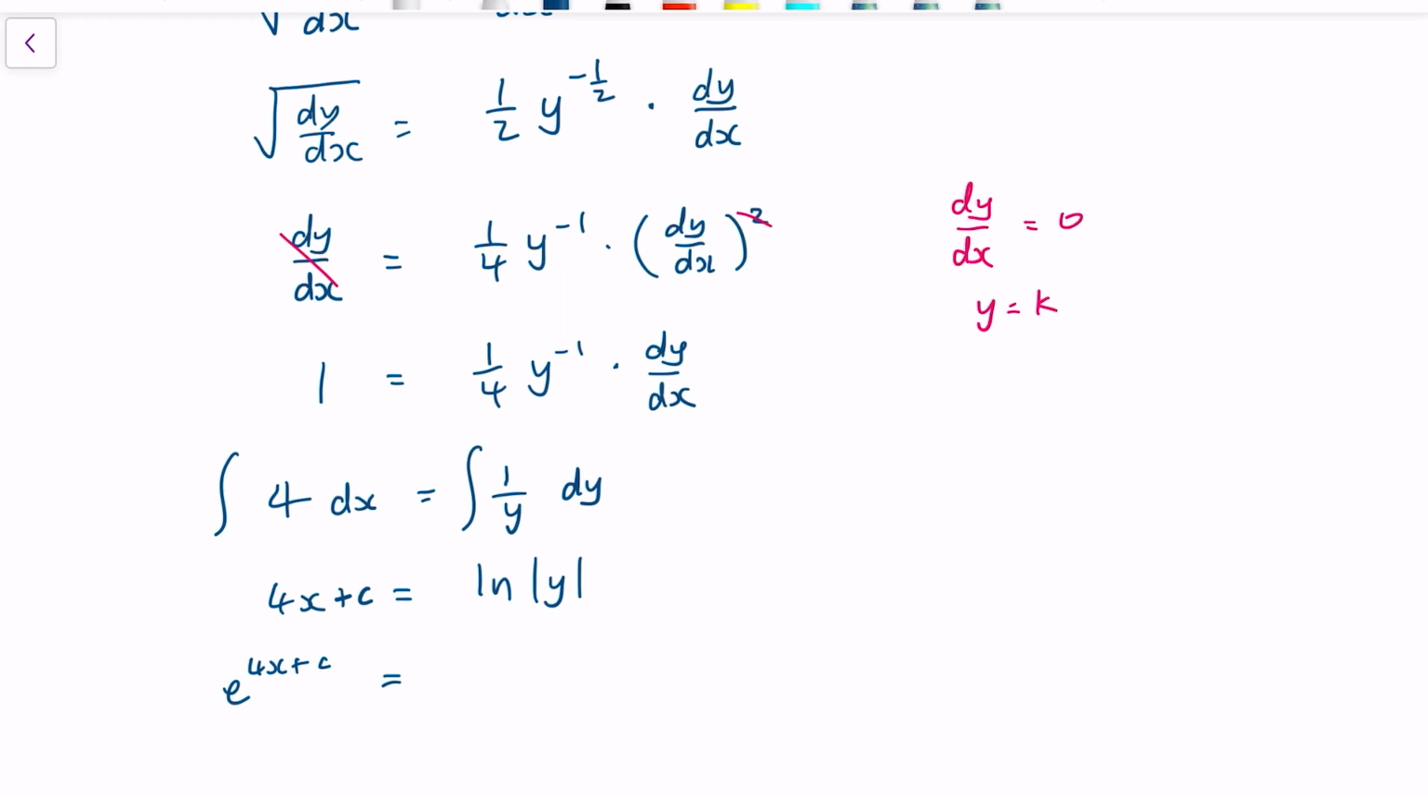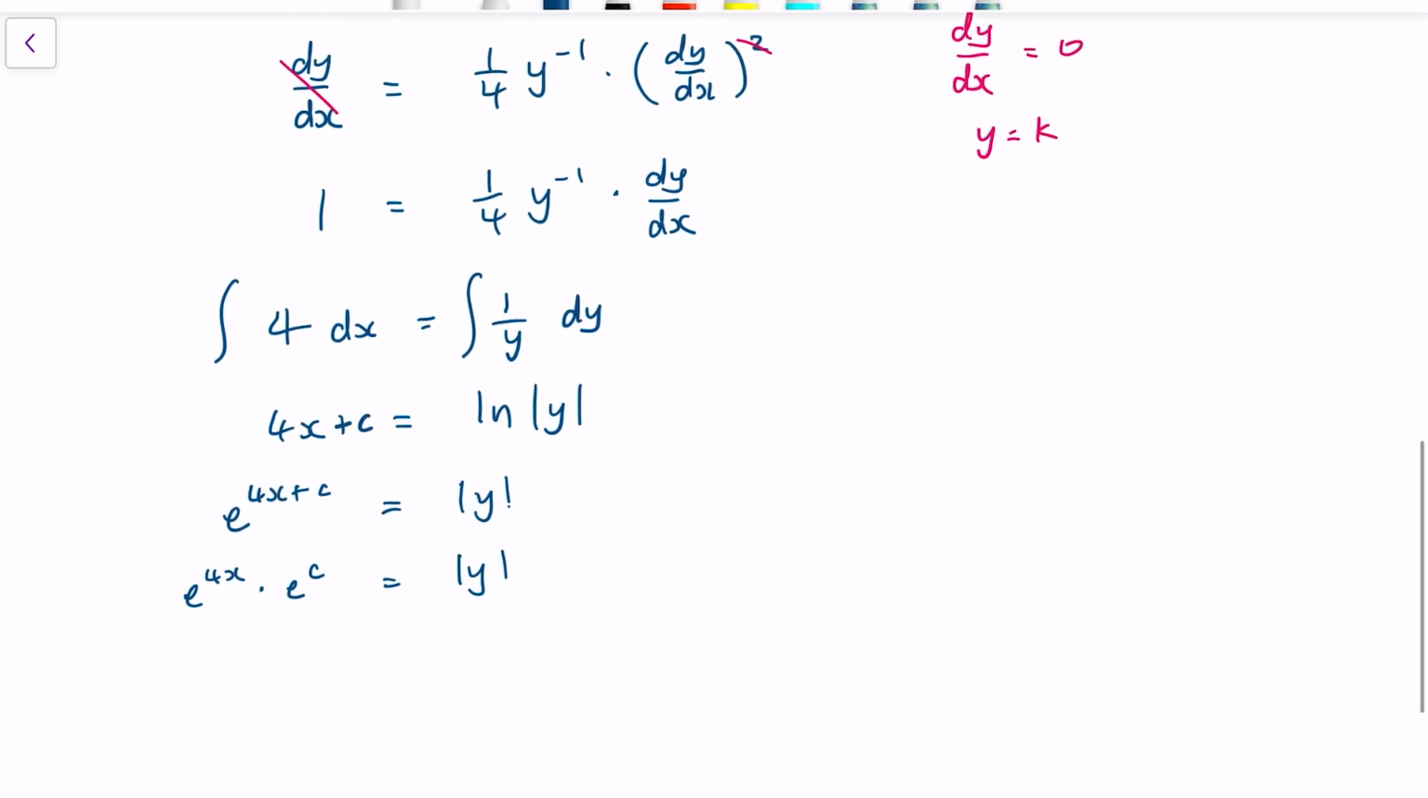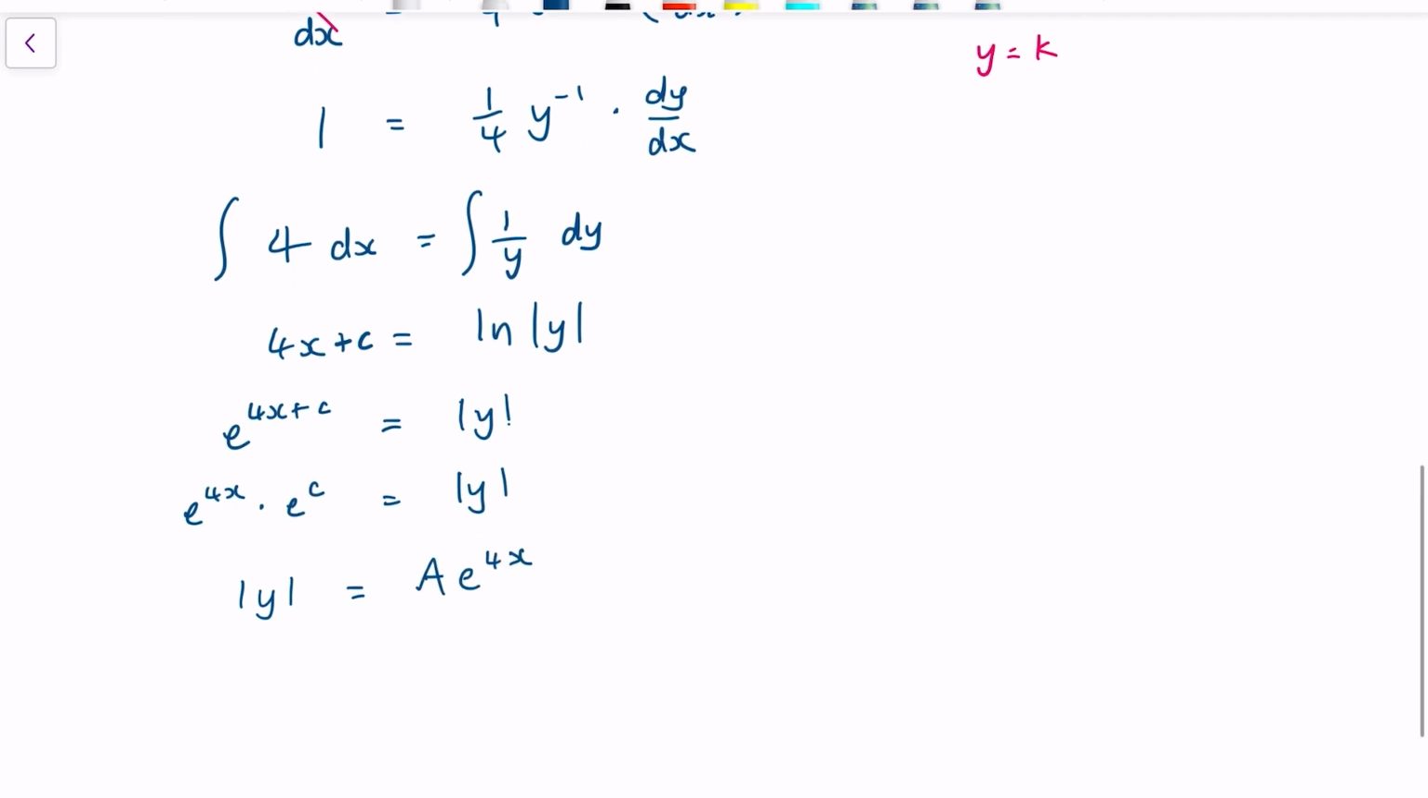You would have seen these before in your calc class, because we can write this as e to the 4x multiplied by e to the c, and then we just change e to the c to be another constant. So we've got the absolute value of y is equal to a e to the 4x. And I can get rid of the absolute value symbols there, because all that's saying is that the y value could be plus or minus, and that can be absorbed in the constant. So we could say something like y equals b e to the 4x, where b is some constant we need to work out.